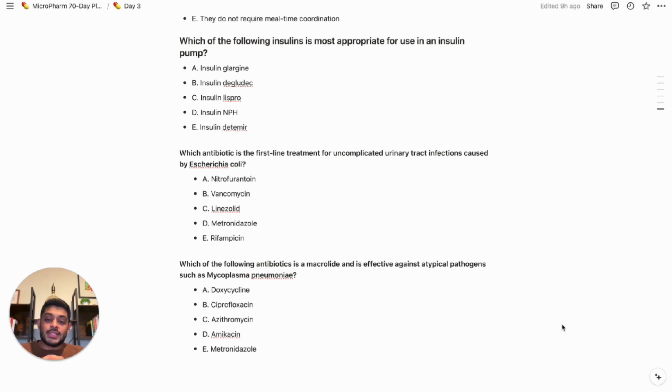Which of the following antibiotics is a macrolide and is effective against atypical pathogens such as Mycoplasma pneumoniae? Is it A, doxycycline, B, ciprofloxacin, C, azithromycin, D, amikacin, or E, metronidazole? The correct answer for this was C, azithromycin. It's an example of a macrolide. Other macrolides include clarithromycin and erythromycin.